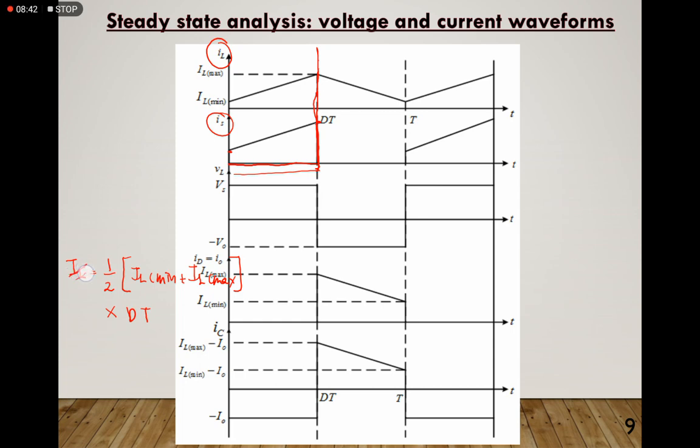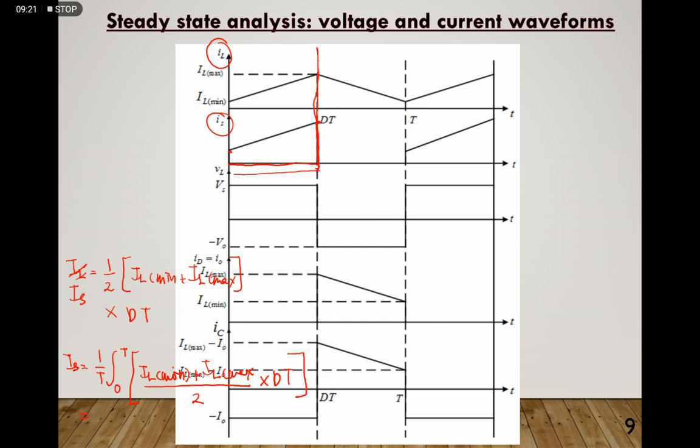Okay, this will be Is. We need to integrate this over a period of time, which is 1 over T. So Is equals 1 over T, and we integrate from 0 to T the quantity IL min plus IL max over 2, multiplied by dt.